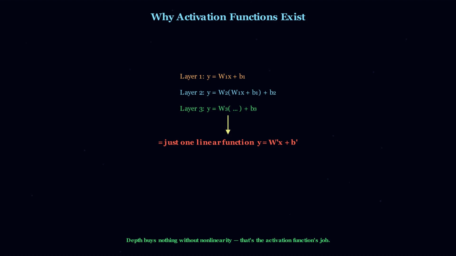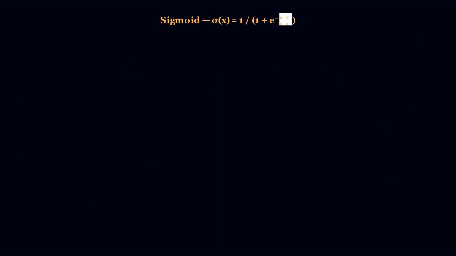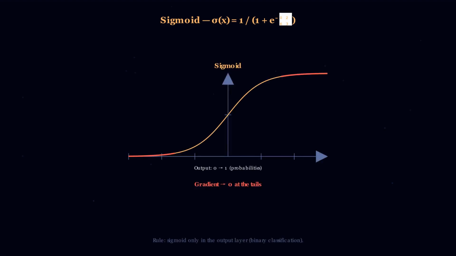The activation function is applied element-wise after the weighted sum. It is the only part of the neuron that is not a straight multiplication. Sigmoid, the original. Formula, 1 divided by 1 plus e to the power of negative x. Output is always between 0 and 1. Looks like a smooth S-curve. Perfect for probabilities, which is why it is still the right choice for binary classification output layers.